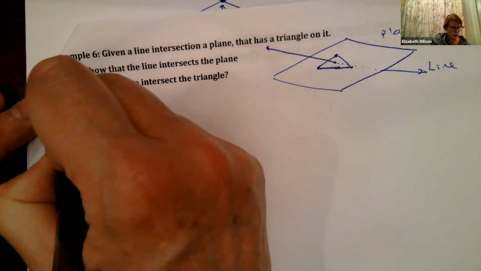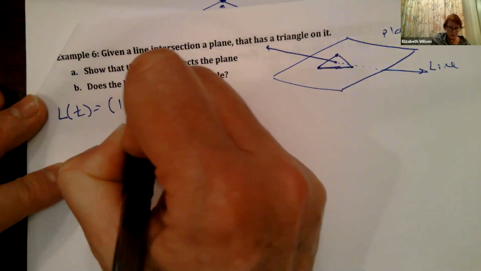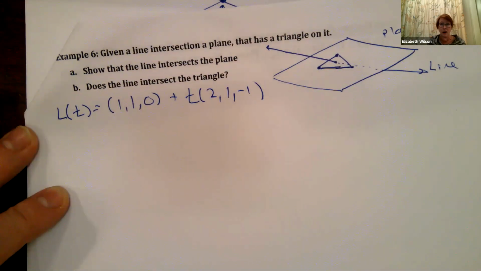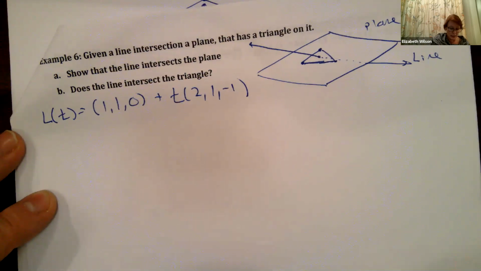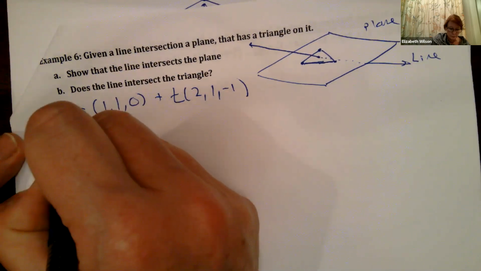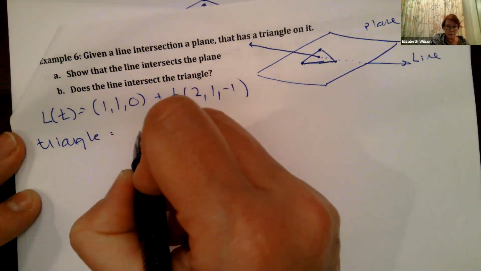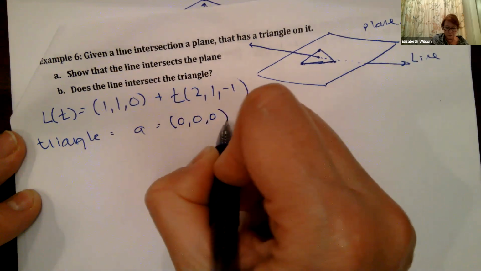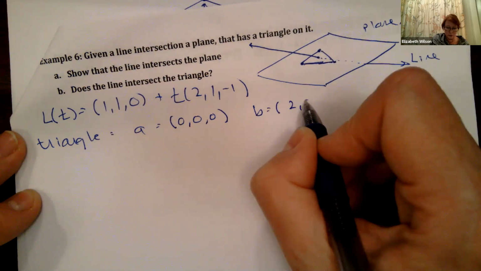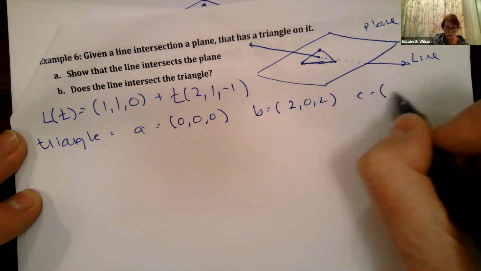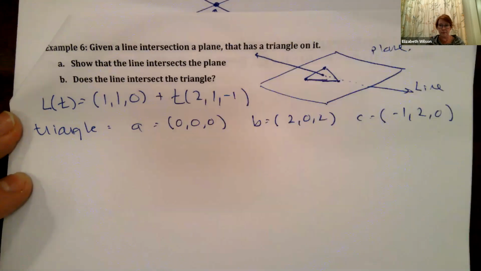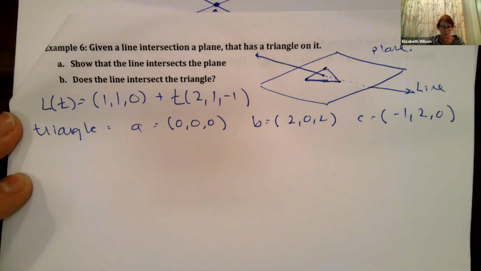So our line equation is given by this equation here, our vector equation for a line. And then we have a triangle that's made up of points A, which is 0, 0, 0, B, which is 2, 0, 2, and C, which is minus 1, 2, and 0. Okay. So you needed that information that wasn't on the question originally.